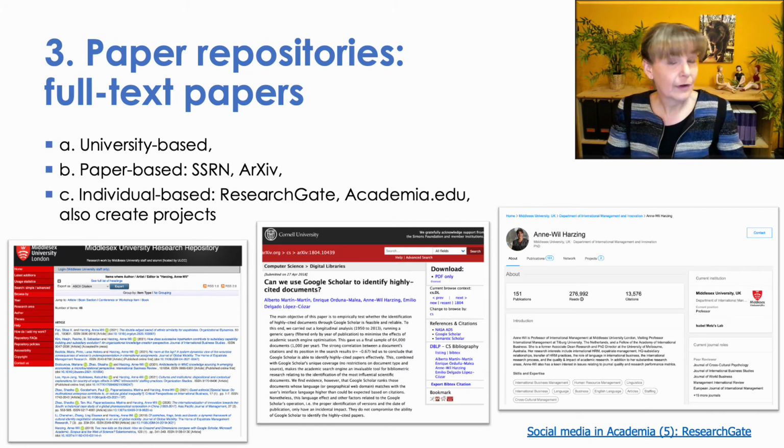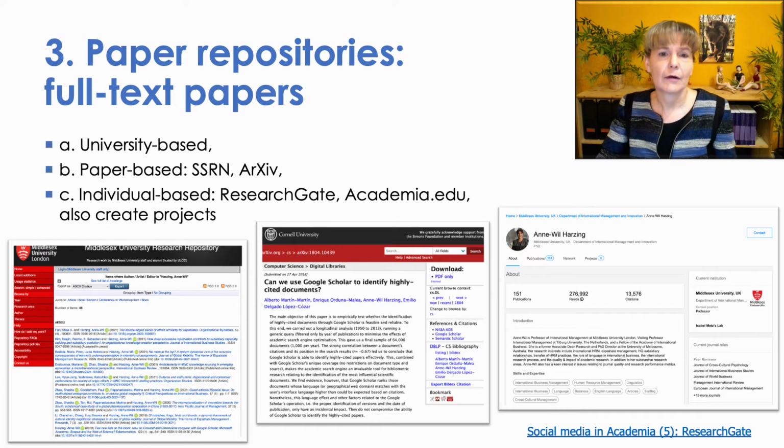Now, the third element of social media in academia is paper repositories. The main function of these type of platforms is to provide access to full text versions of all of your papers. And there are 3 different types of paper repositories.